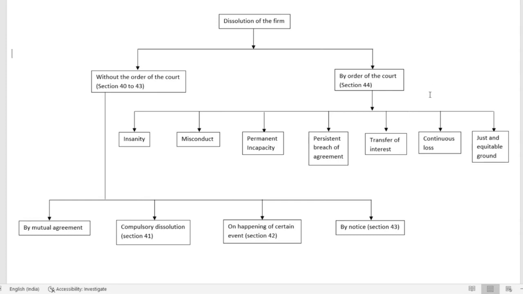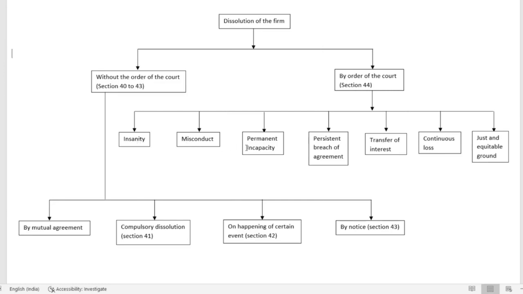That is by the order of the court and without the order of the court. Under without the order of the court, we can see from section 40 to 43. With regard to by order of the court, we can see only section 44. Under section 44, we can see there are 7 grounds.